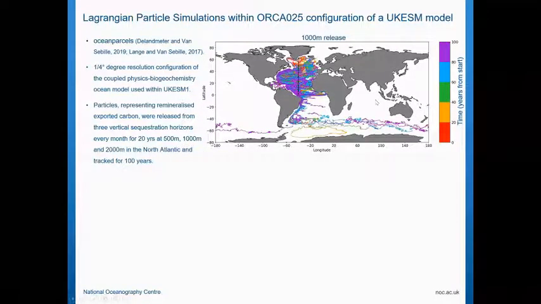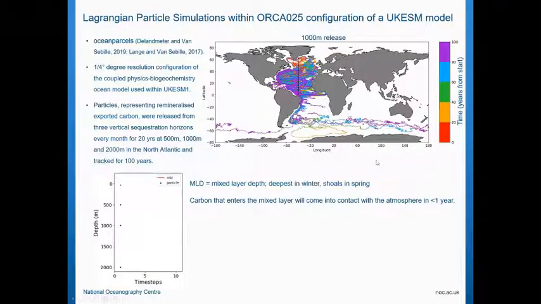And so on the right here, you can see an example of particles that were released at 1,000 meters. And these are the trajectories of the particles. So this is just a subset of the particles, so these are the black dots. And then you can see the pathways and how they evolved through time from the start of the experiment. And so you can see that most stay within the North Atlantic, but some do escape, for example, through the South Atlantic and into the Southern Ocean.